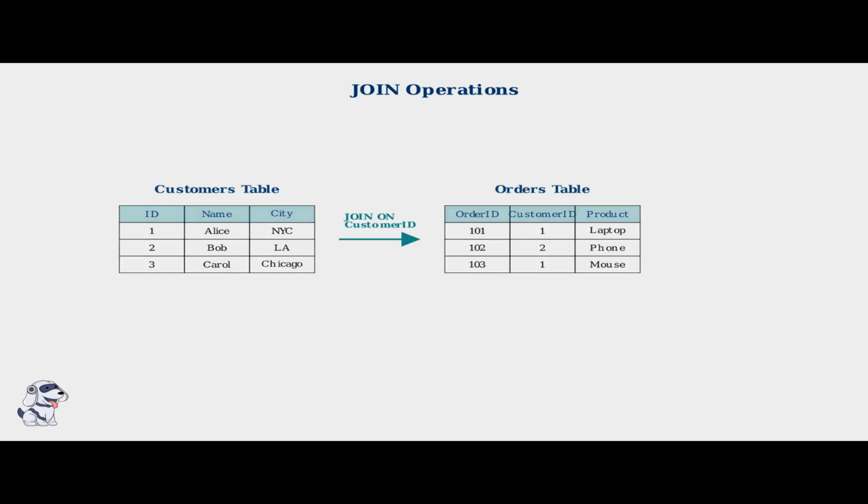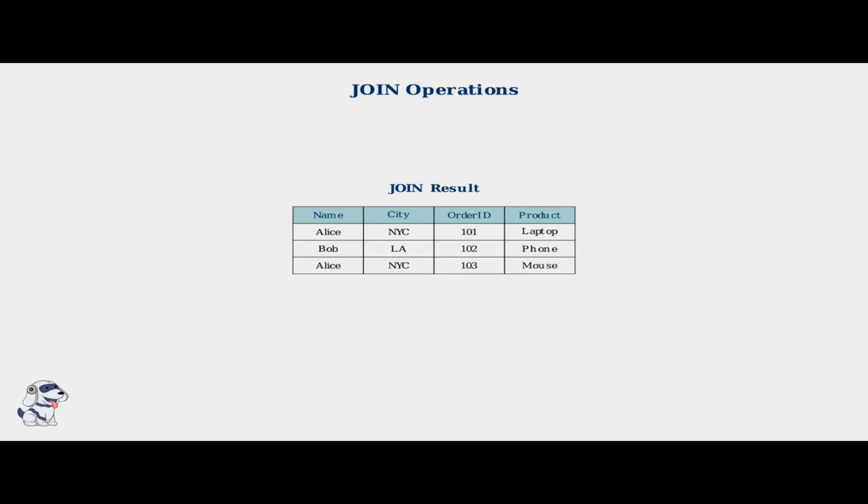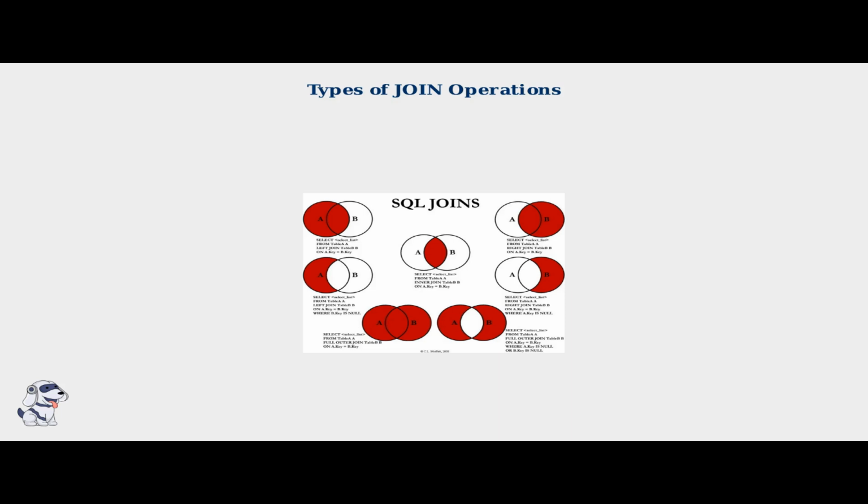When we join these tables on the customer ID, we get a combined result that shows customer information alongside their orders. This is an inner join, the most common type. There are several types of join operations. Let's explore them using Venn diagrams to visualize how they work.